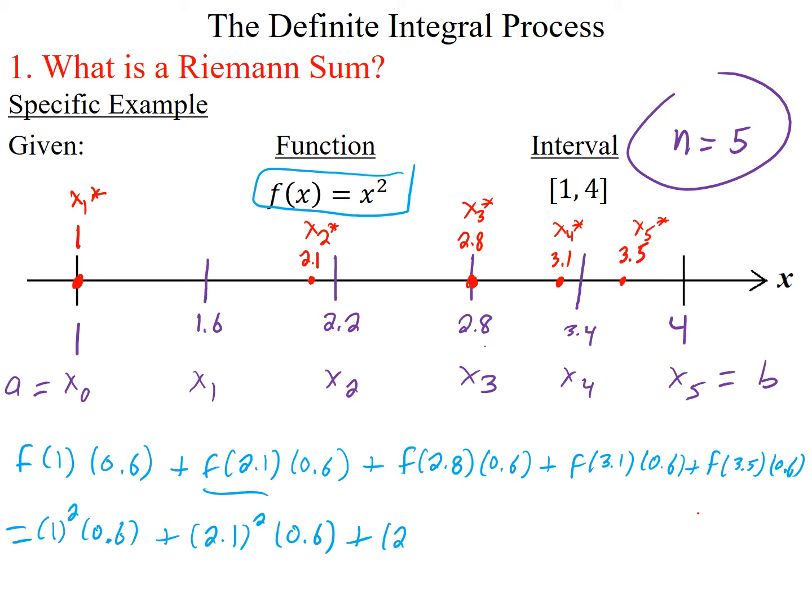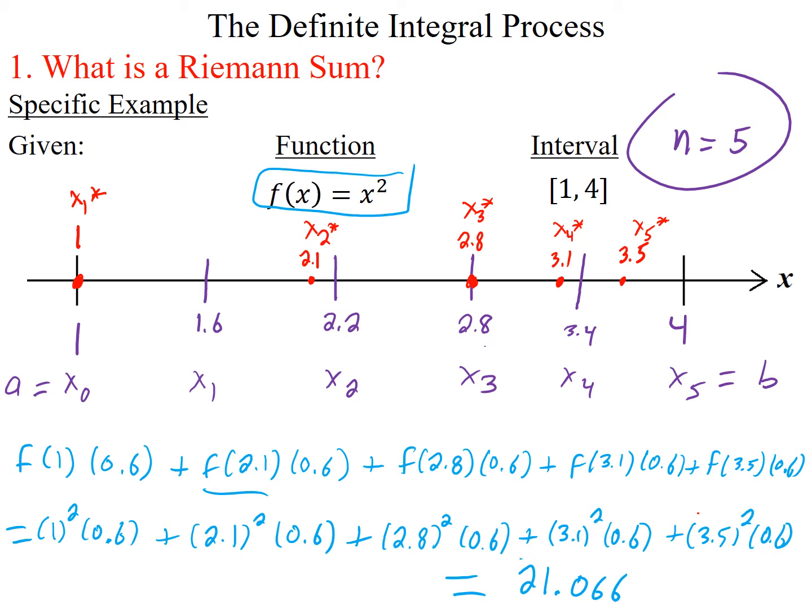Okay, next one, 2.8 cubed times 0.6. Next, way too many mistakes. Sorry, that's 2.8 squared. Remember, the function's x squared. So you square each of these numbers, multiply by 0.6. Next one is 3.1 squared times 0.6. And then the last one, 3.5 squared times 0.6. Okay, so that's a Riemann sum. And if you're dying to know the answer, when you calculate that one, you get 21.066. So that is a Riemann sum. It's a weird kind of sum that shows up in a lot of things we need to calculate in calculus.